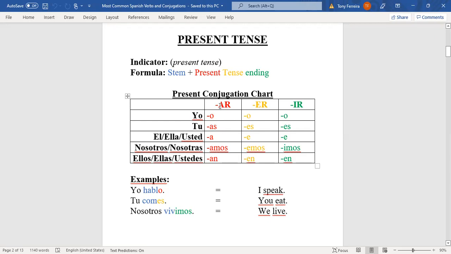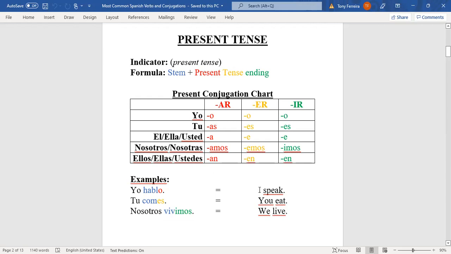You'll see that we have our three verb endings here at the top, AR, ER, and IR. In the present tense, an AR verb can take any of these red endings here: o, as, a, amos, and an. ER verbs will take these endings here: o, es, e, emos, and en. And IR verbs will take these endings here: o, es, e, imos, and en. According to our formula up here, what we're going to do is take the stem of the verb and add on the present tense ending that matches.